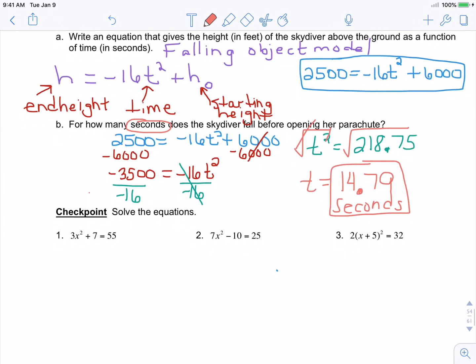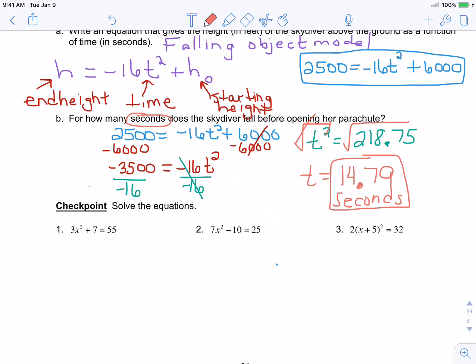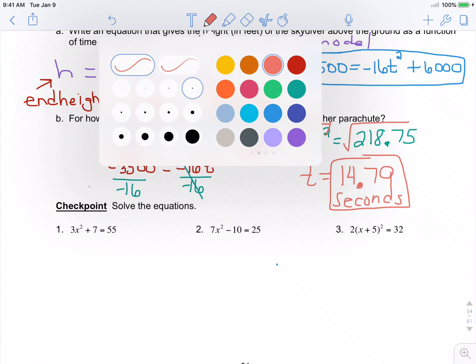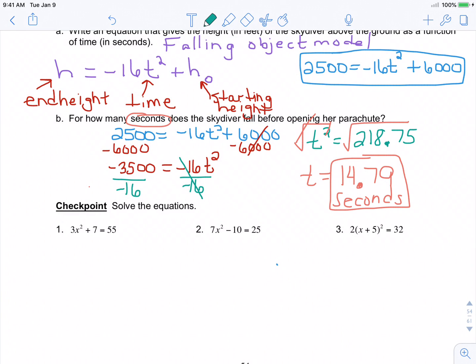Underneath, we have a couple little equations here. And we can go through these. I'm going to go through them pretty quickly. Again, we're using that process of trying to get the variable by itself that we worked with all year. So see if you can do these on your own. Taking the 7 to the other side. I want to see that, subtracting 7 to the other side. Dividing by 3. Use your calculator if you need to.